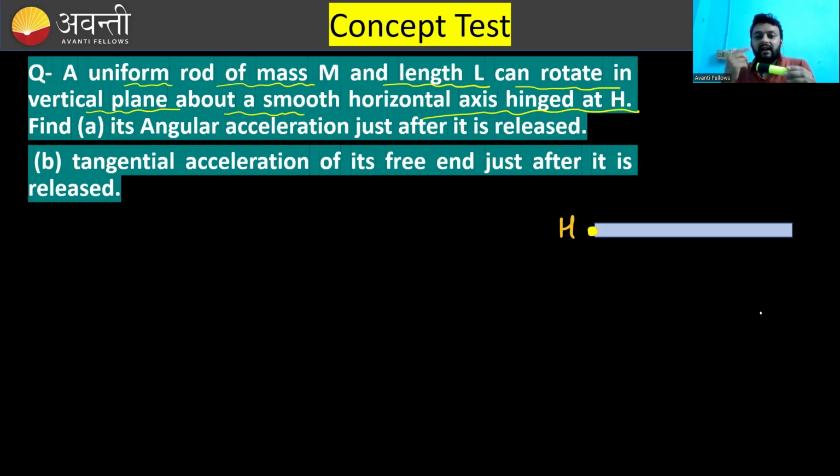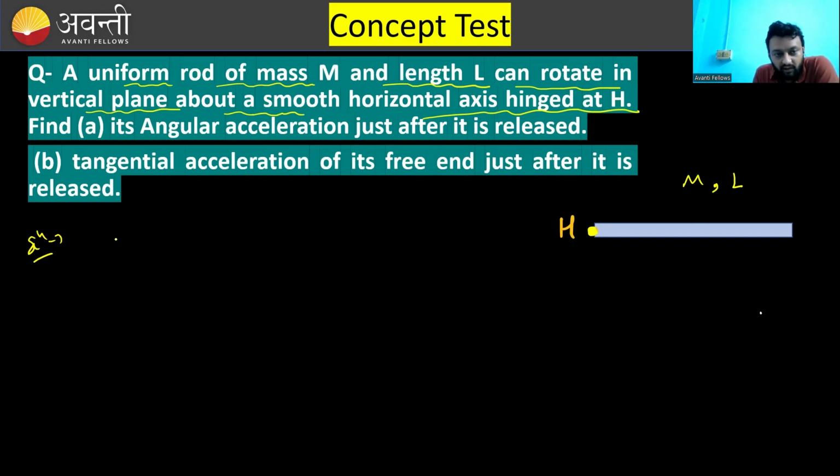So what are they asking? They are asking to calculate the angular acceleration just after it is released. That means at this point, when I am releasing it, calculate its angular acceleration. Listen to me very carefully. This is again a very good question. Solution. The body is hinged at point H and its mass is m and the length is L. That's given to us. That's everything we know.